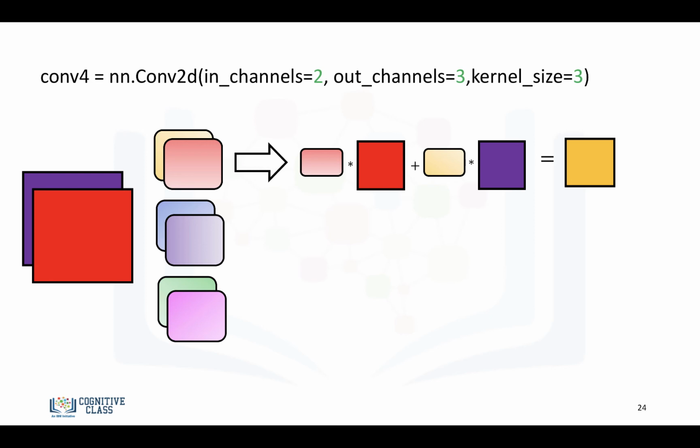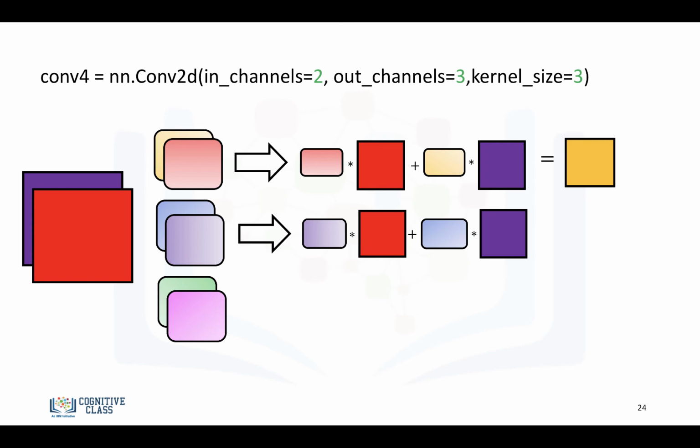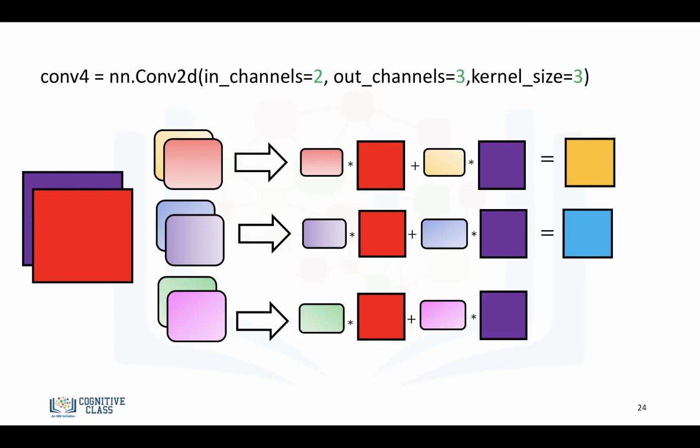For the second output channel, we do the exact same thing. We take the 2 inputs, with each of the corresponding kernels, we perform convolution, add up the results, and we get the second output channel. For the final output, we have 2 kernels, each for the 2 inputs. We perform the convolution on the two input channels, we add up the result, and we get the final output channel.